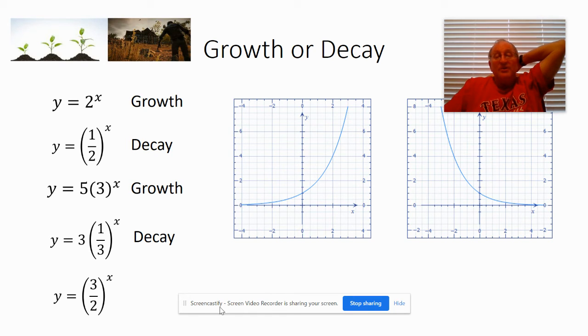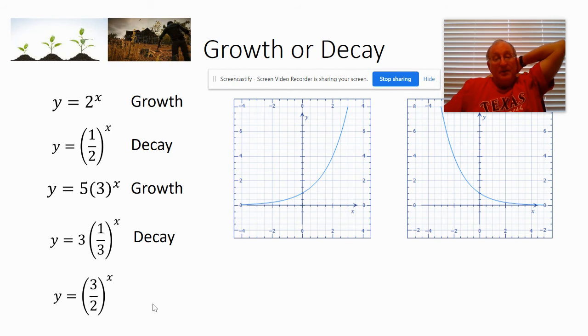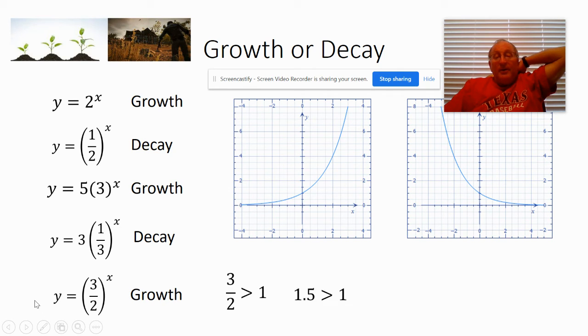But because it's a fraction, don't just assume that it's going to be a decay, because notice 3 over 2 is larger than 1, or if you want to make it 1.5. And if it's larger than 1, it's a growth. It has to be smaller than 1. So you just can't say it's a fraction. It actually has to be a number larger than 1 to be a growth. And if it's smaller than 1, it's a decay.